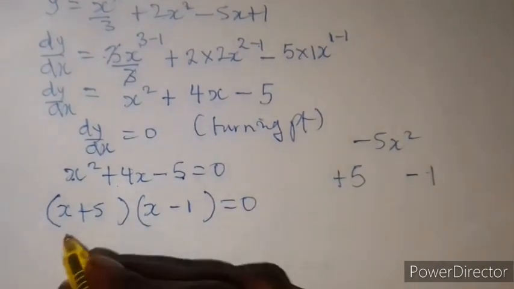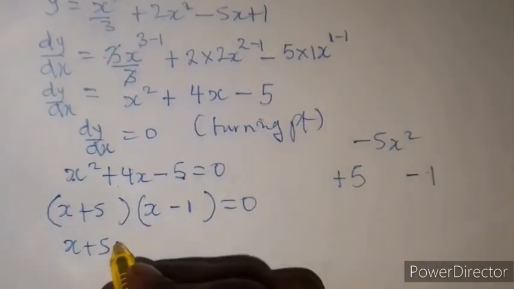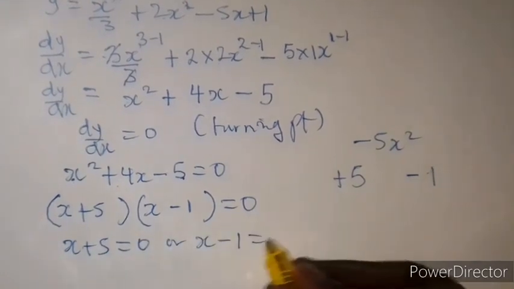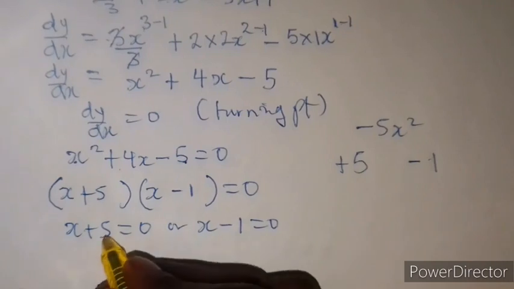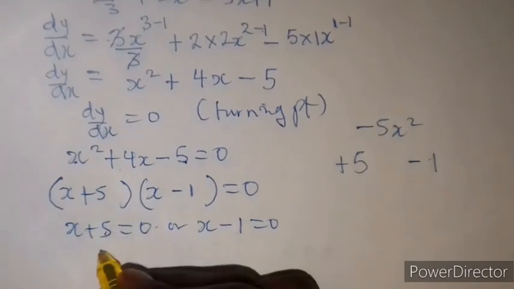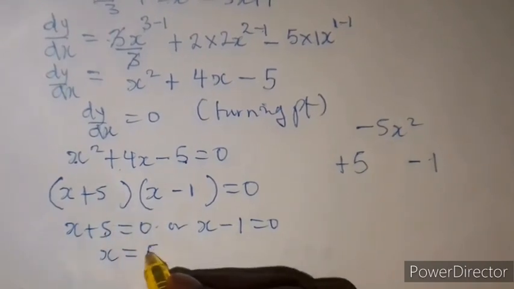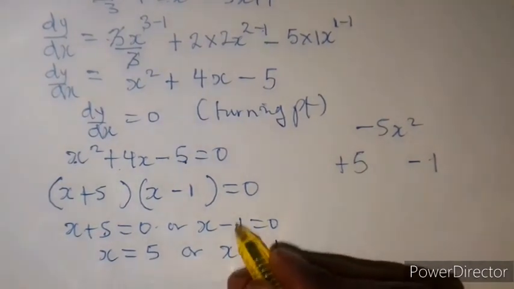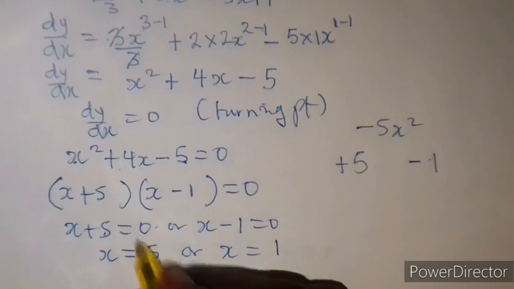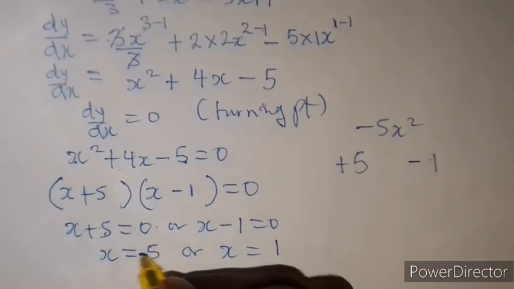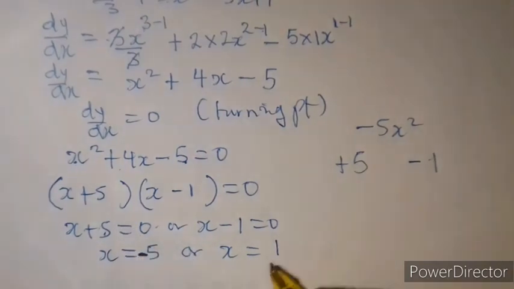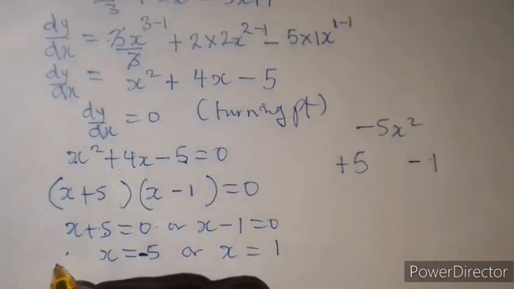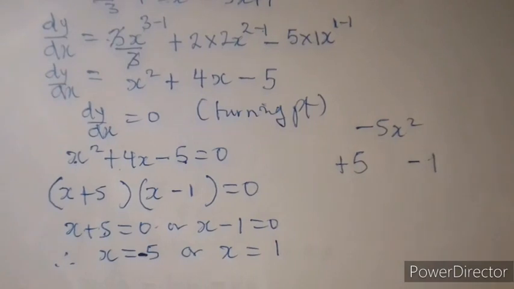Now, what does this mean? It means that x plus 5 will give us 0, or x minus 1 will give us 0. So what we simply do is to move the plus 5 to this side. Okay, if this one comes to this place here, we have x equals minus 5. So pardon me for that error, okay? Then on this side, we have x equals 1.